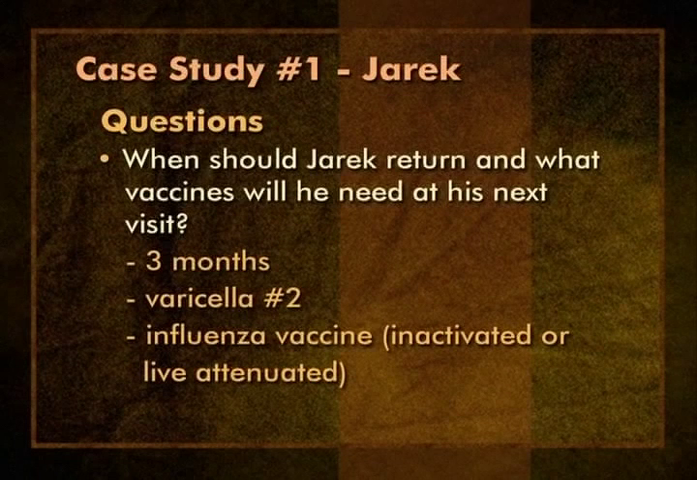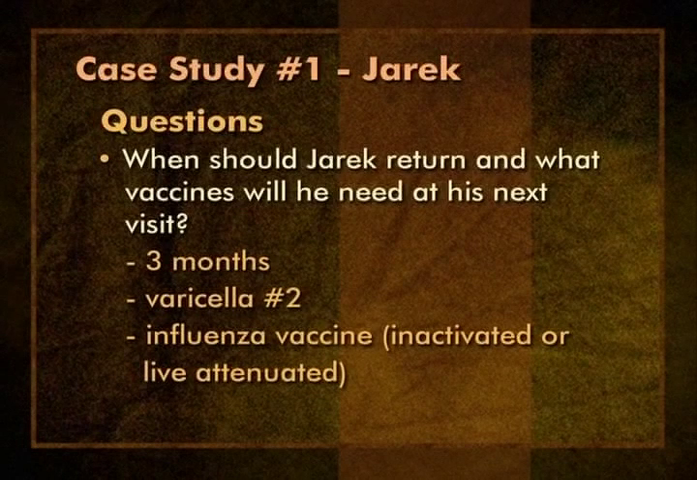Jarek needs to return in 3 months for his second dose of varicella vaccine. You're seeing Jarek now in July, and in 3 months it'll be October, and his mother will be nearing delivery of her baby. So this will be a convenient time for Jarek and everyone else in the household, including his mother, to receive their influenza vaccine.